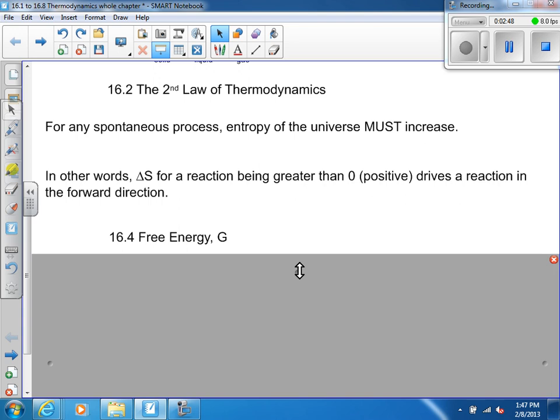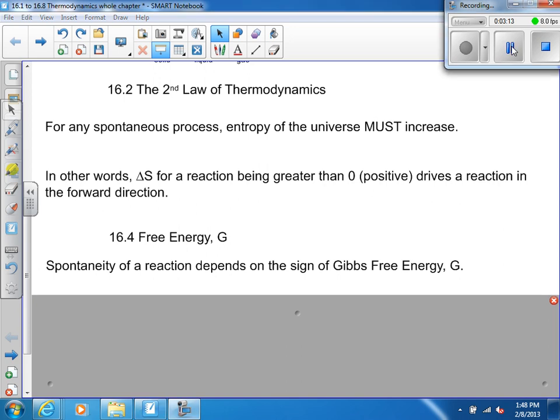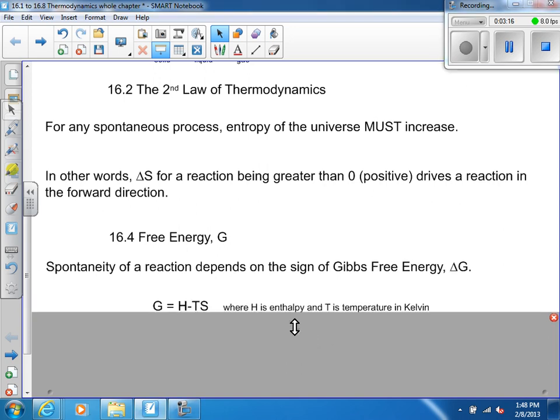Positive delta S. All right, free energy. Gibbs free energy, G. First off, Gibbs free energy is how much work you can get out of a system or a reaction. And Gibbs free energy tells you if a system can be spontaneous or not. It depends on the sign of delta G, actually, not just G.